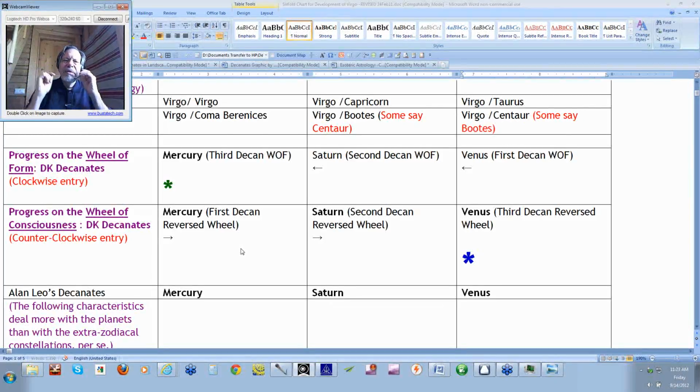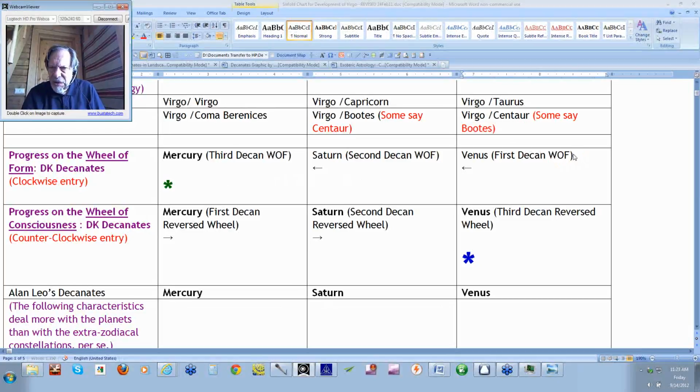So the way these are working, in order to suggest the beginning at the left with 10 to 20, I have used the particular method we see here. And basically what we see is Venus as the first decanate on the wheel of form, Saturn as the second, and Mercury as the third.